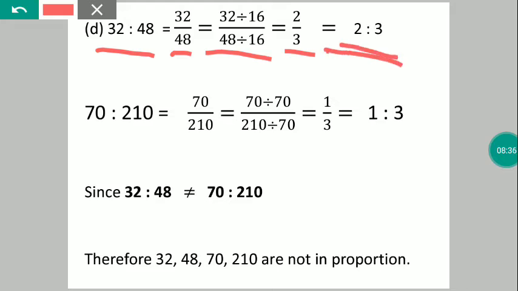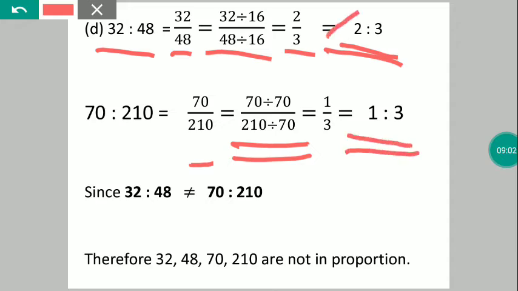which is equal to 2:3. Next, ratio of third and fourth quantity 70:210, which is equal to 70 upon 210. Divide numerator and denominator by the highest common factor 70. 70 divided by 70 upon 210 divided by 70, which is equal to 1/3, so the ratio is 1:3.